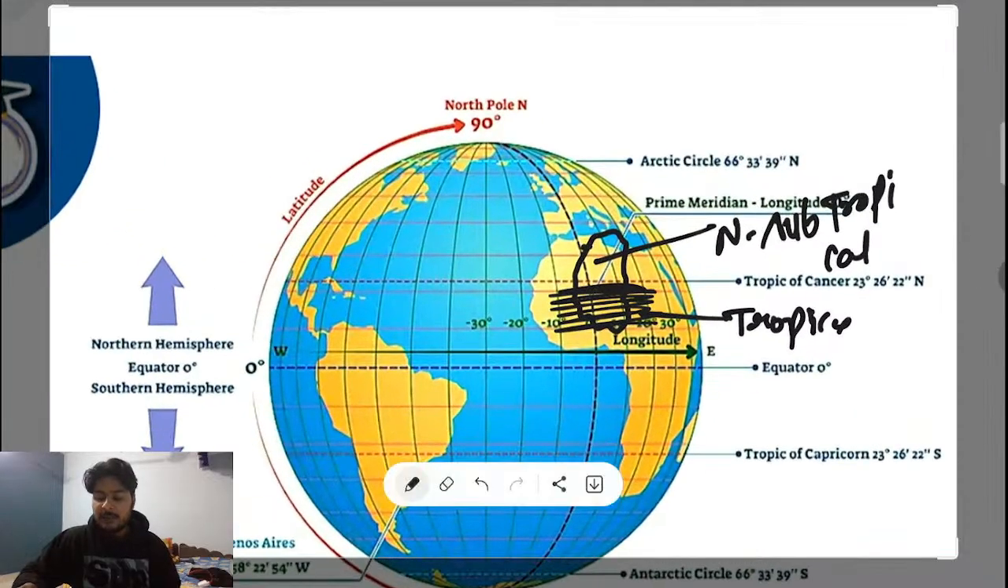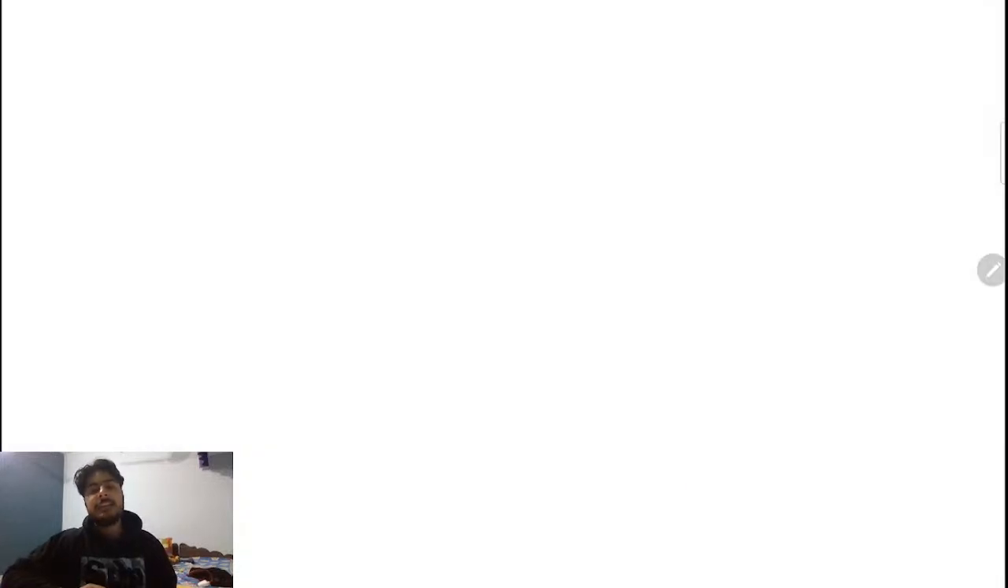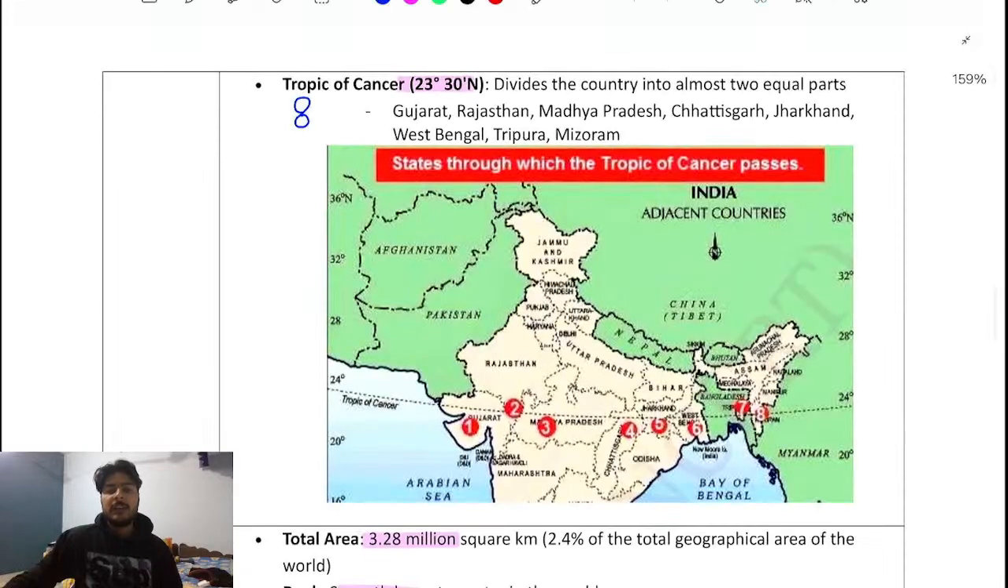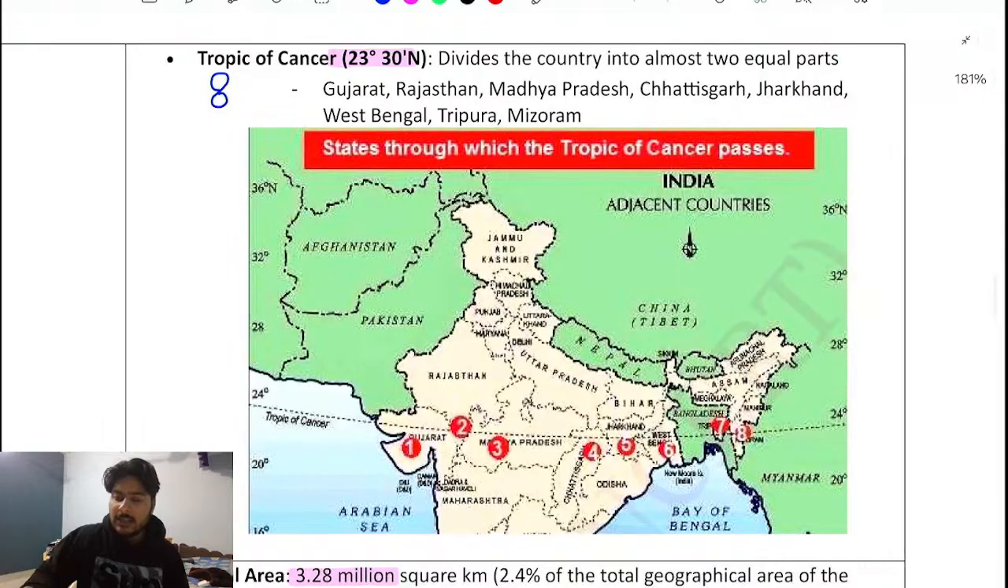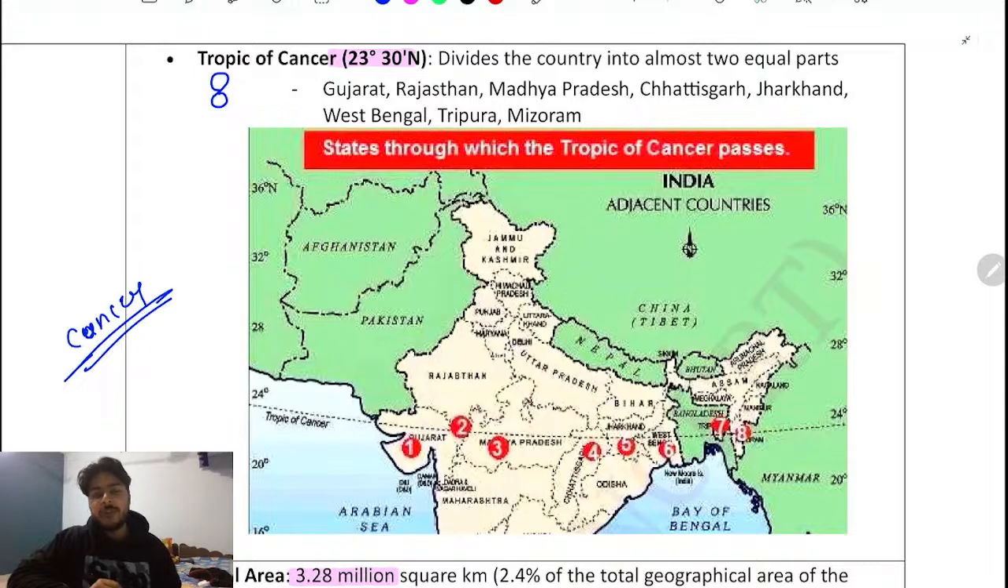Now, here comes the question: how many states are there through which the Tropic of Cancer passes? This is the question for you. How many states are there through which the Tropic of Cancer passes? Clear? Now, cancer is a deadly disease, if you take it from the point of view of the disease.